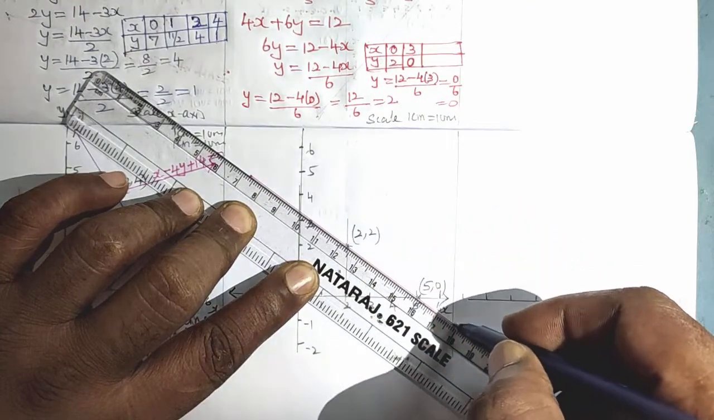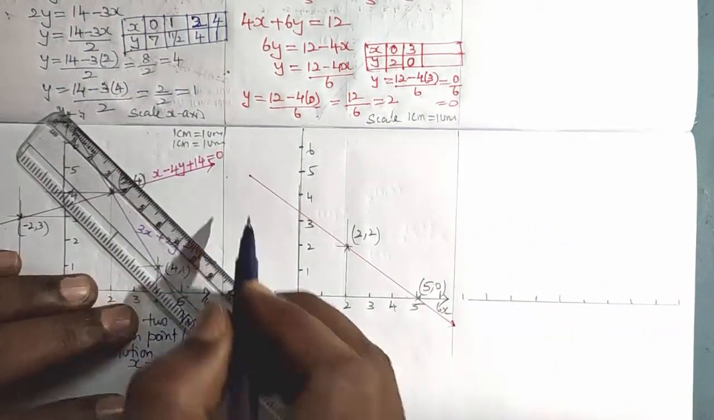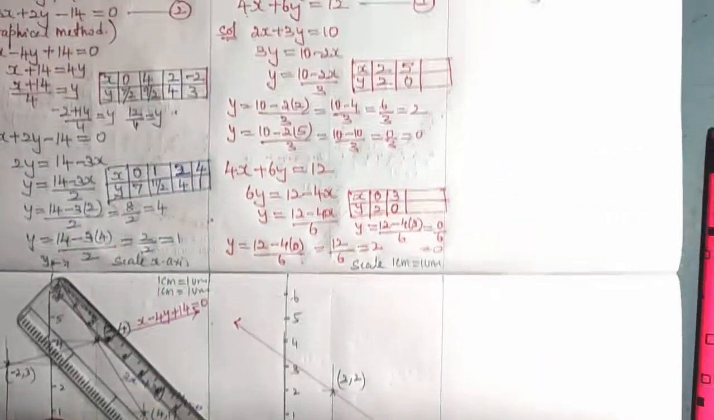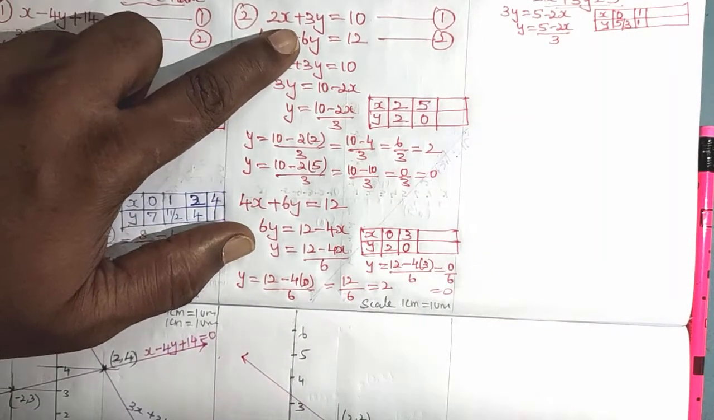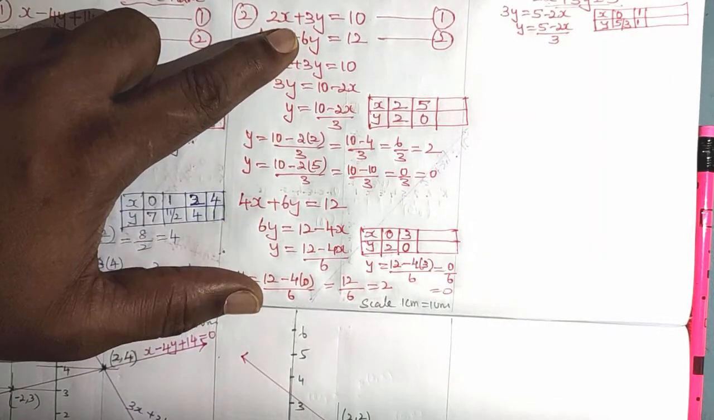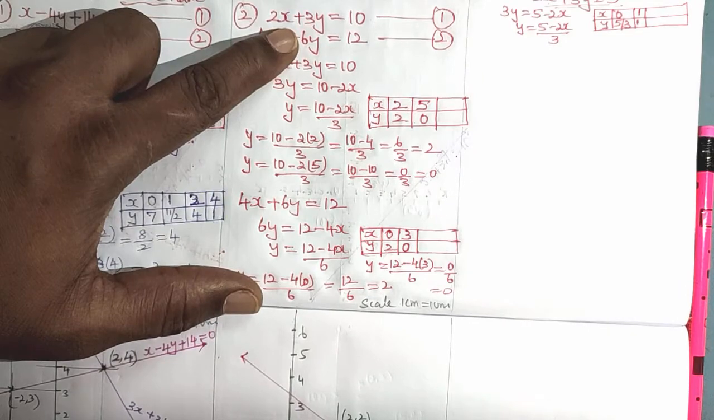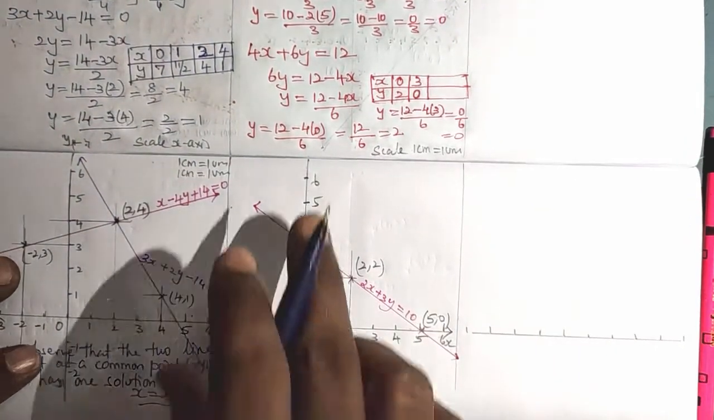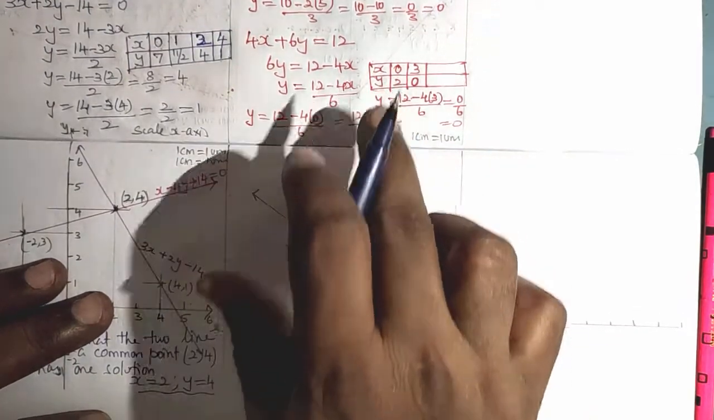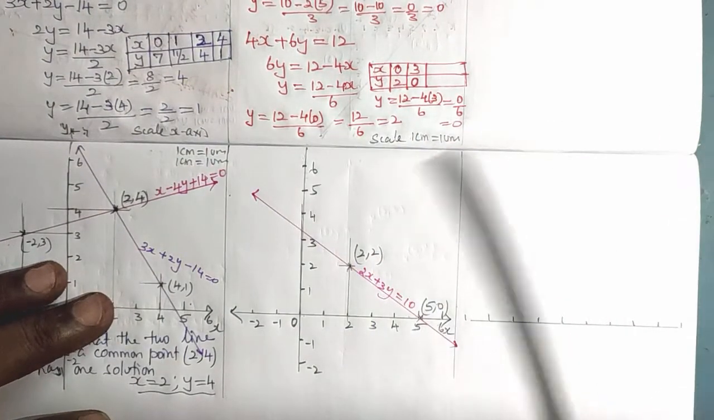Now what does this line represent? This line represents the equation. What is the first equation here? It is 2x plus 3y, 2x plus 3y is equal to 10. Now I will plot the second equation values also.